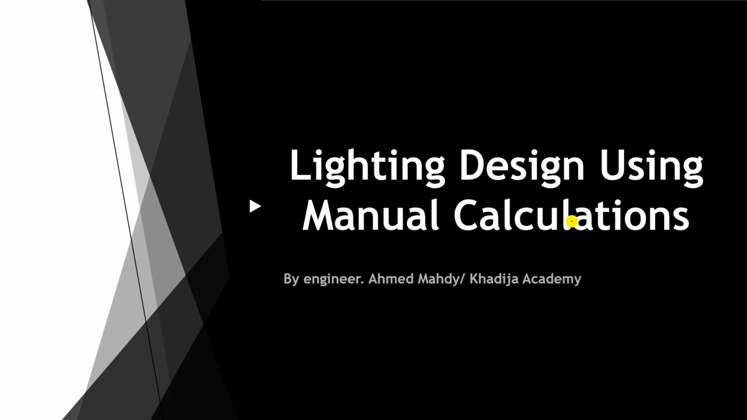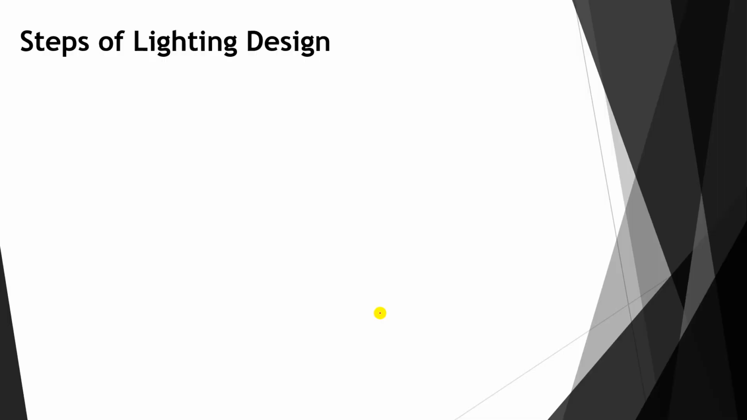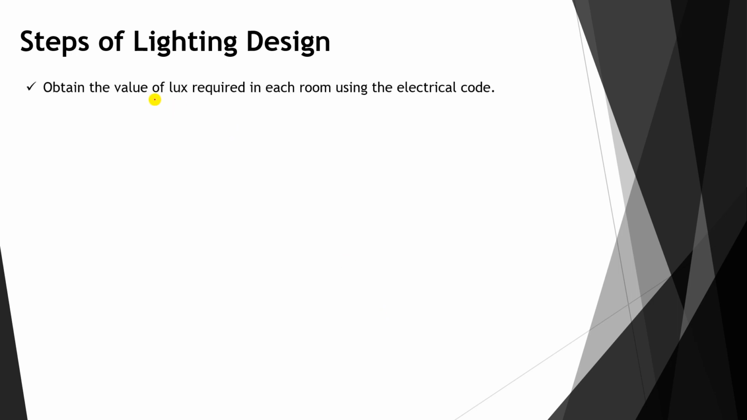In this lesson we are going to discuss how you can do the lighting design using manual calculations. So what are the steps required to do the lighting design? First step, we need to find the value of lux in each room using the electrical code. And we said before the meaning of lux, which is the light intensity per meter square.